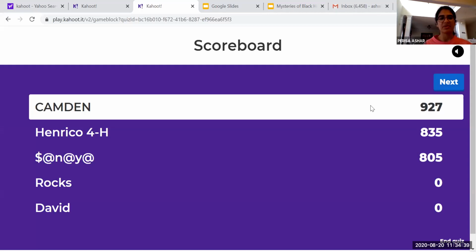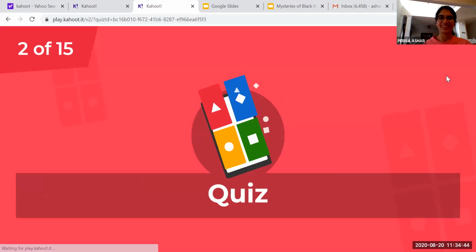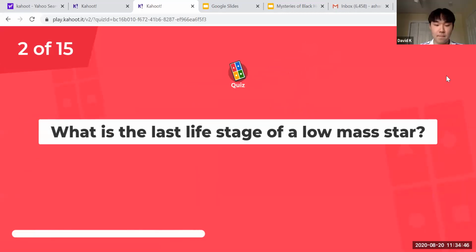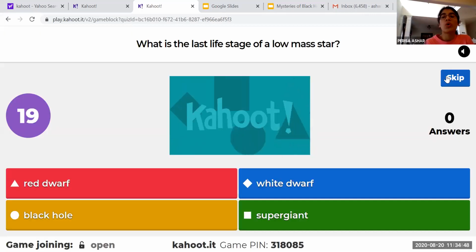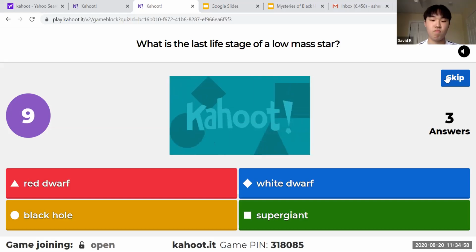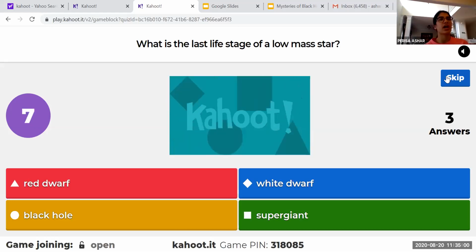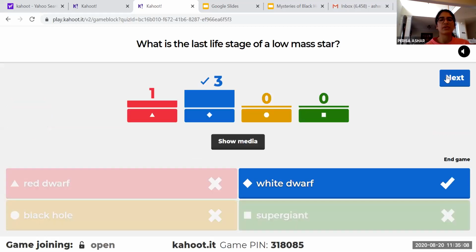Good job, Shannon, for being number 1. What is the last life stage of a low mass star? We kind of discussed it in the video, and I made a differentiation as to how it differs from a high mass star. Triangle, red dwarf, diamond, white dwarf, circle, black hole.